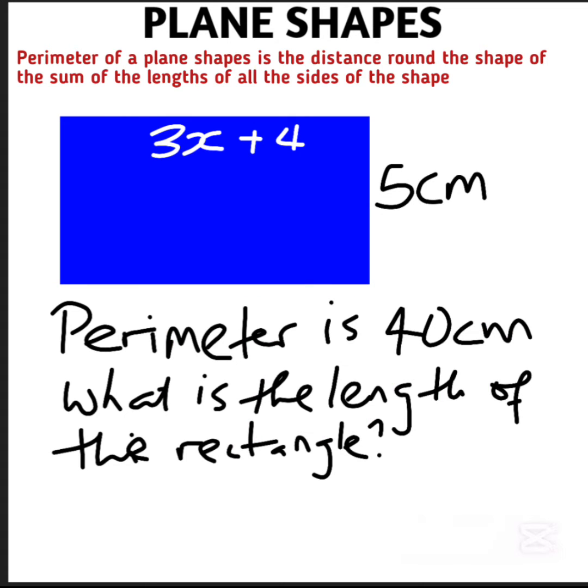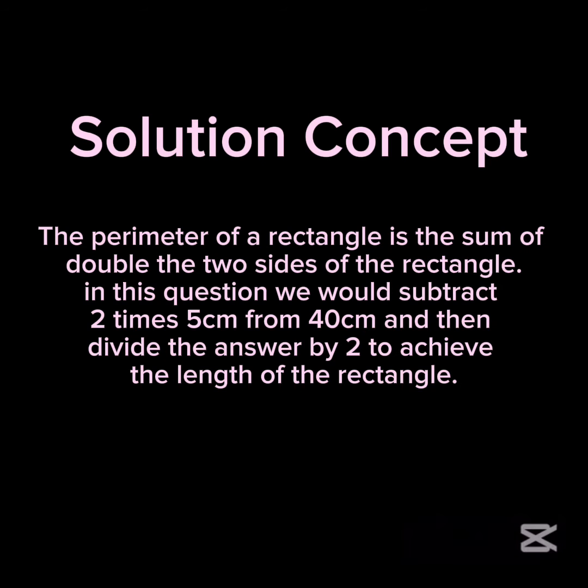One side of the rectangle is 3x plus 4 and the short side of the rectangle is 5 centimeters. If the perimeter is 40 centimeters, what is the length of this rectangle? How we're going to solve this problem is by knowing that the perimeter of a rectangle means the sum of double the two sides of this rectangle.